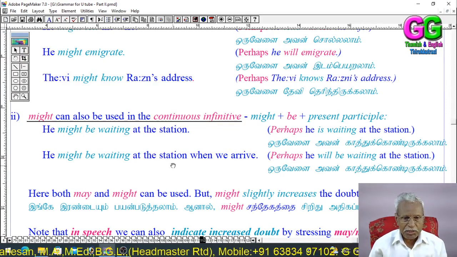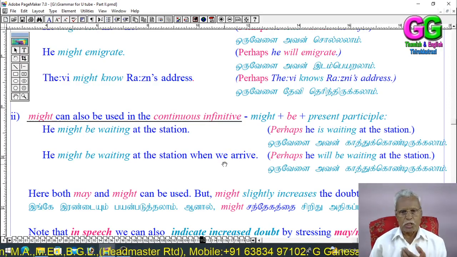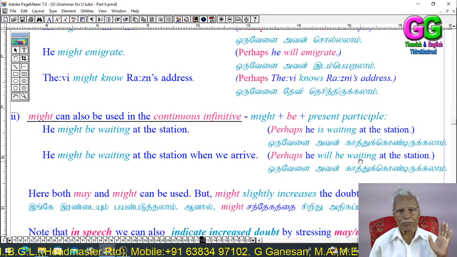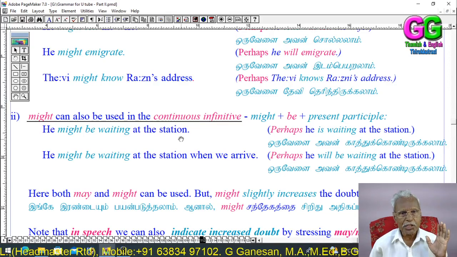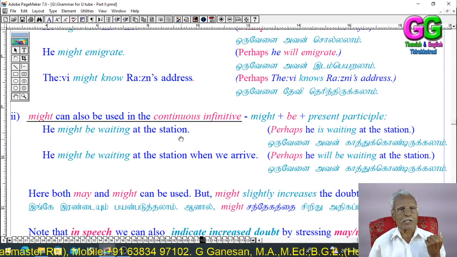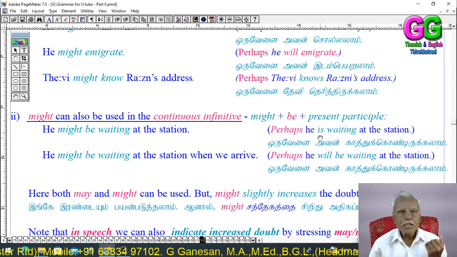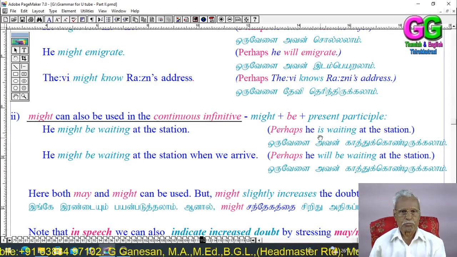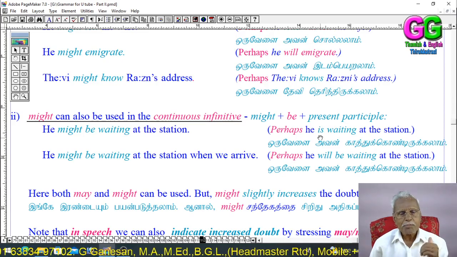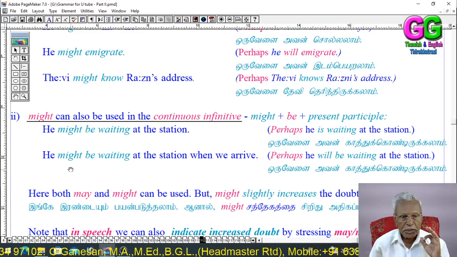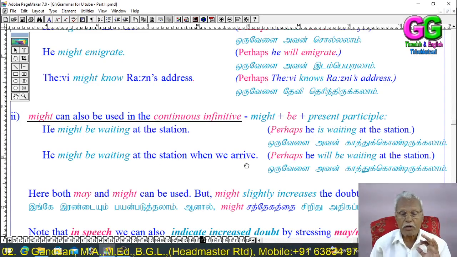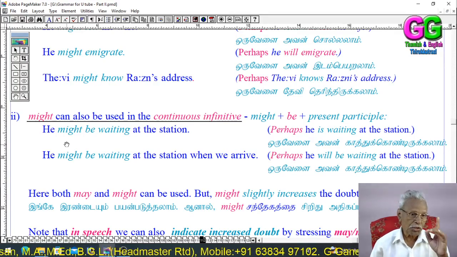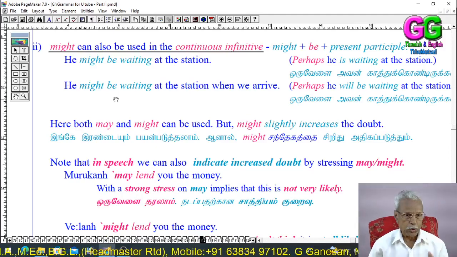He might be waiting at the station when we arrive. Future: perhaps he will be waiting at the station. Here he might be waiting at the station refers to the present tense. So he might be, perhaps he is waiting at the station. Continuous. Perhaps he is waiting at the station. He might be waiting at the station when we arrive means perhaps he will be waiting at the station. This is the second use under possibility.